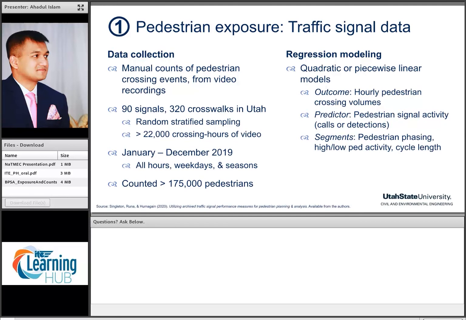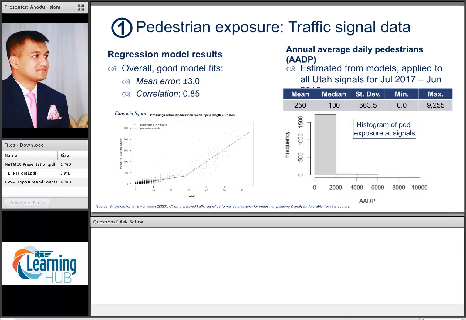Later, the data were segmented according to facing time, pedestrian activity level, and cycle length. Overall, the model showed good fitting results. The figure here shows pedestrian crossing volume at signals with numbers of events logged.